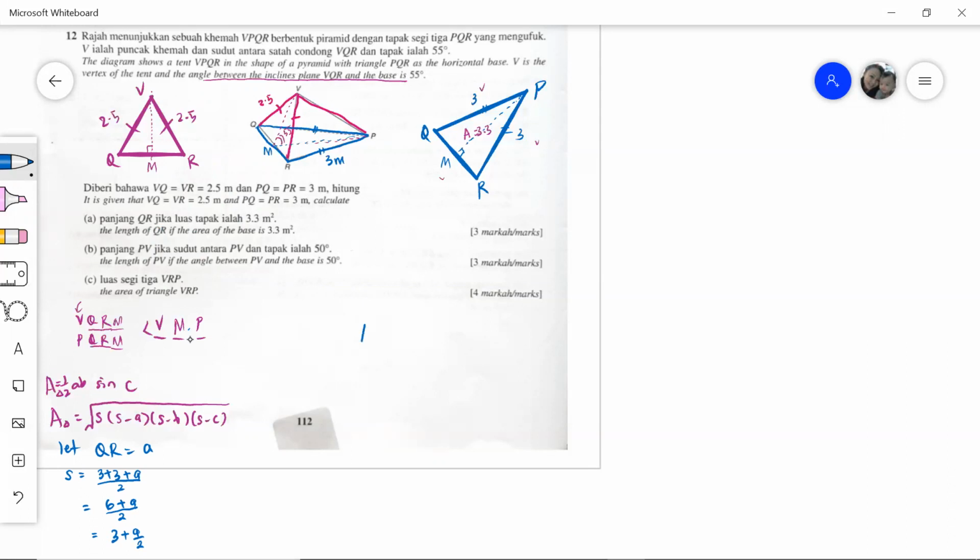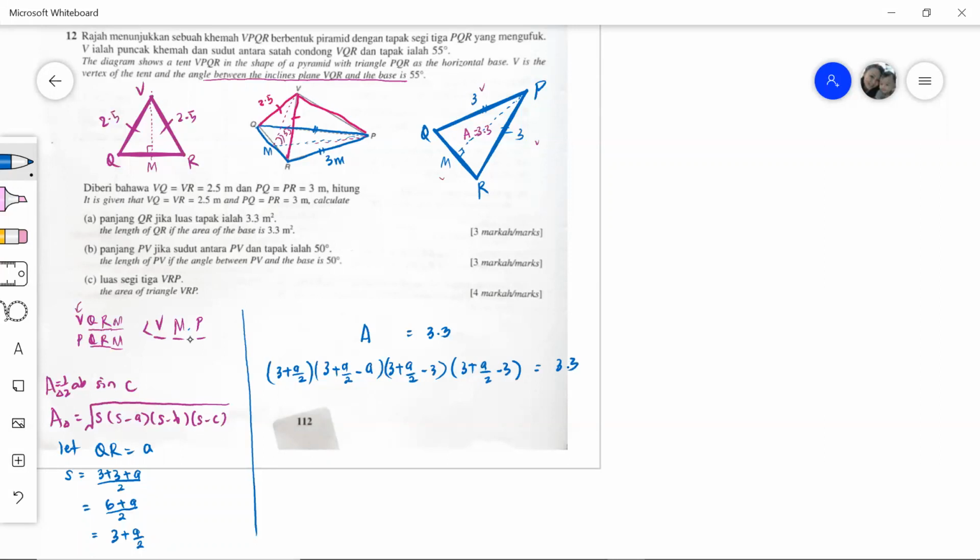The area equals 3.3. So S is 3 plus half A, times S minus A, 3 plus half A minus A, and then S minus B, 3 plus half A minus 3 in this case, and then C is also 3 plus half A minus 3, equivalent to 3.3.